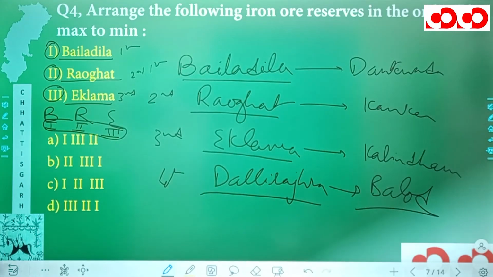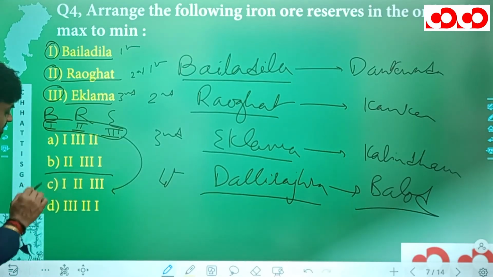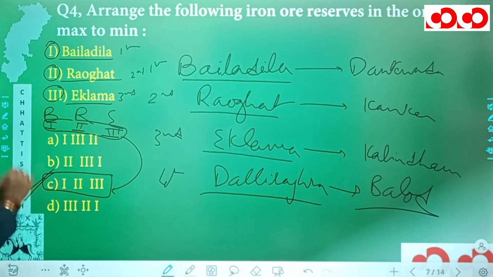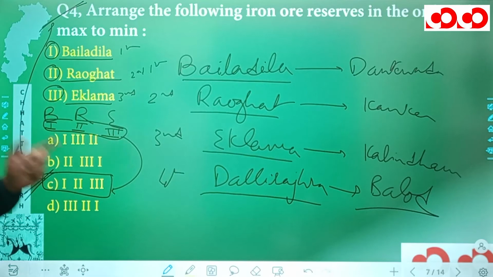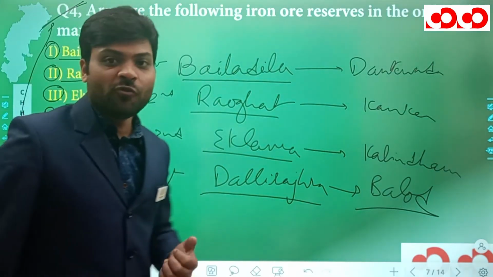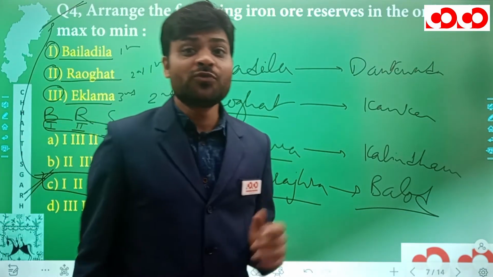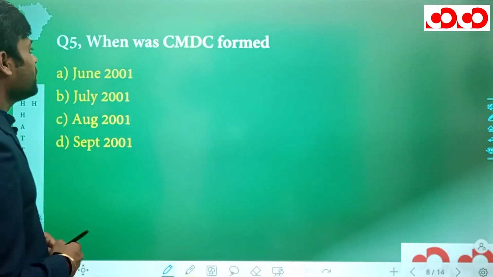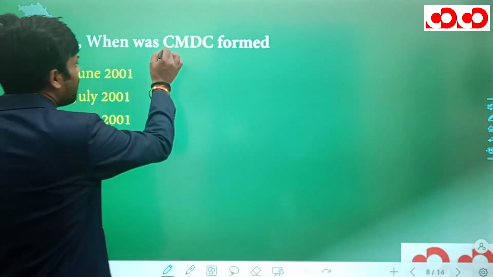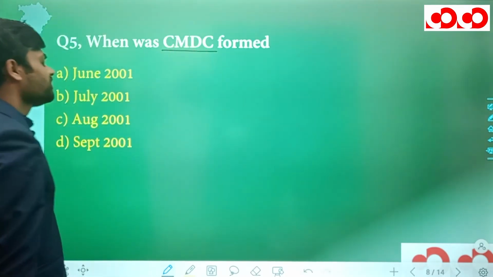Now 1, 2, 3 is actually given in option C, and hence this option C is going to be the correct option for our fourth question. So this was all about our fourth question. Let's now move to our fifth question for this video. Now in the fifth question we have, when was CMDC formed?